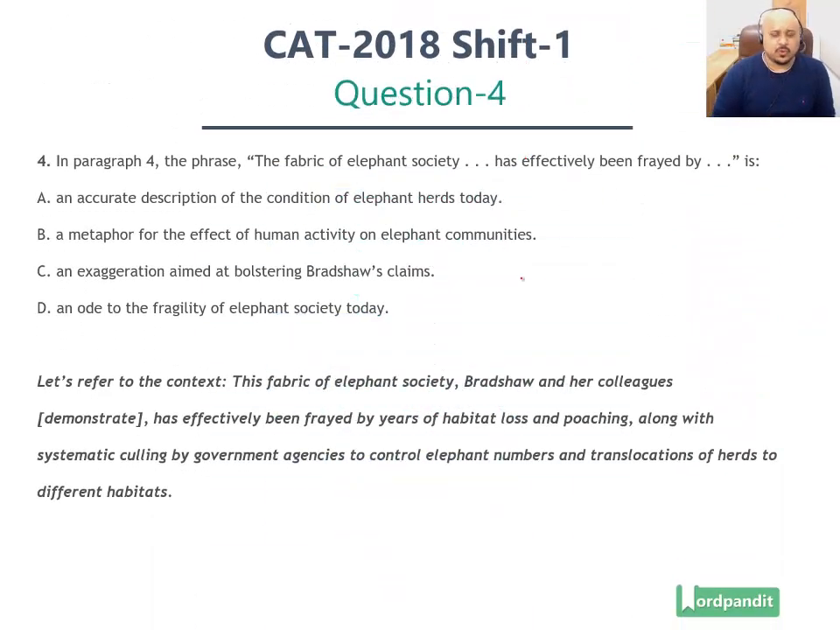In fact, let's go through the whole context. The context is this: the fabric of elephant society, Bradshaw and her colleagues demonstrate, has effectively been frayed by years of habitat loss, poaching along with systematic culling by government agencies to control elephant numbers and translocations of herds to different habitats. So the fabric of elephant society here is a metaphorical reference to how elephant society has been torn apart. So the fabric has been frayed, that means the fabric has been torn apart.